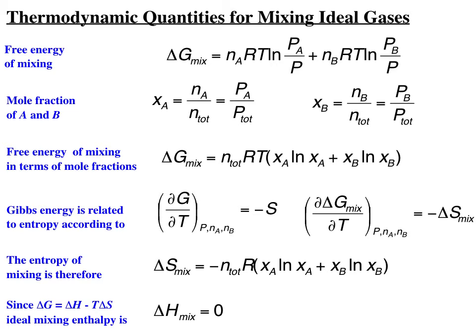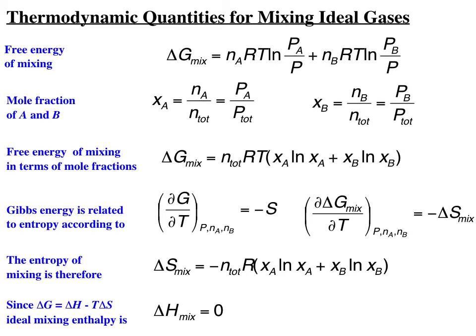Now, X_B can be done in the same way. X_B is defined as N_B over N_tot, and N_B from the ideal gas formula is P_B V over RT, and for N_tot, it'd be P_tot V over RT.